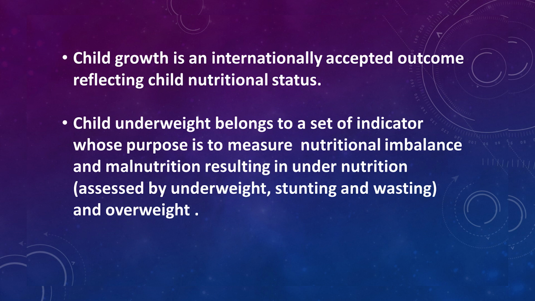Child growth is an internationally accepted outcome reflecting child nutritional status. Child underweight belongs to a set of indicators whose purpose is to measure nutritional imbalance and malnutrition resulting in undernutrition, assessed by underweight, stunting and wasting and overweight. The child showing low growth on the lower side, like wasting, undergrowth, stunting, is suggestive of the nutritional status of the child.